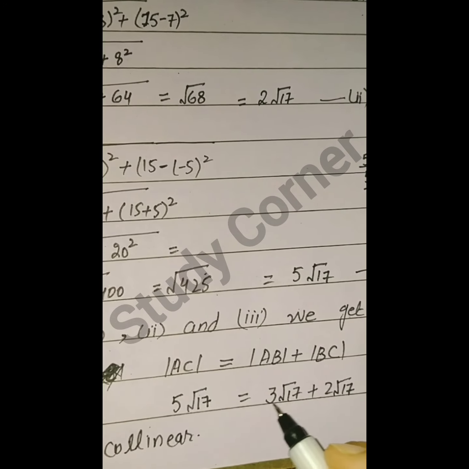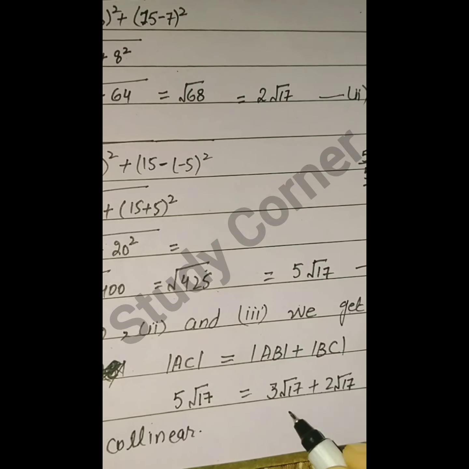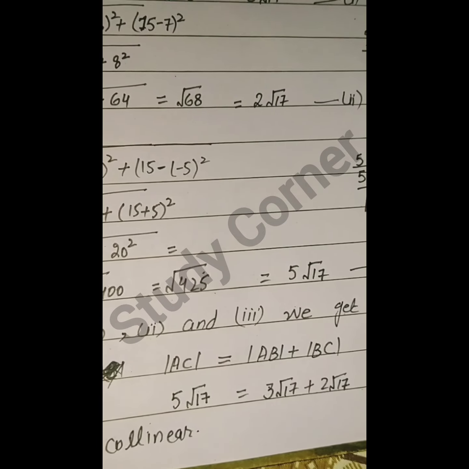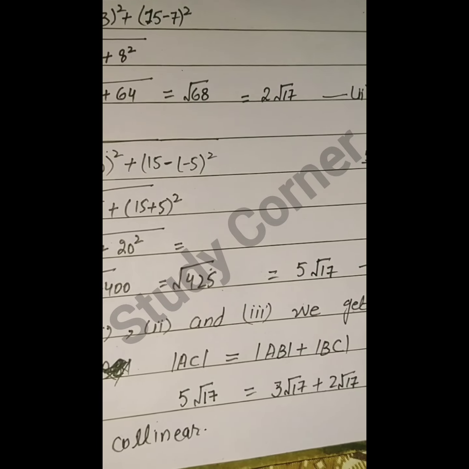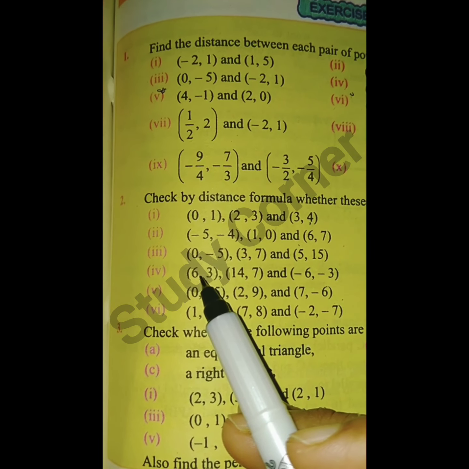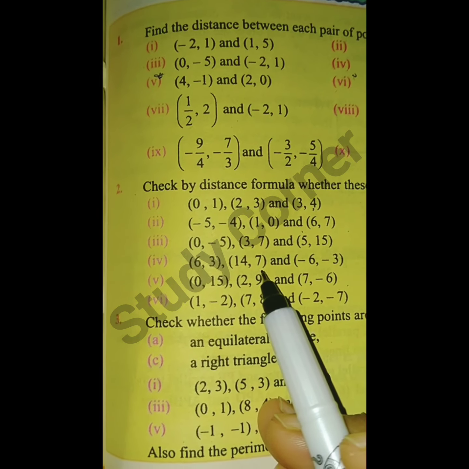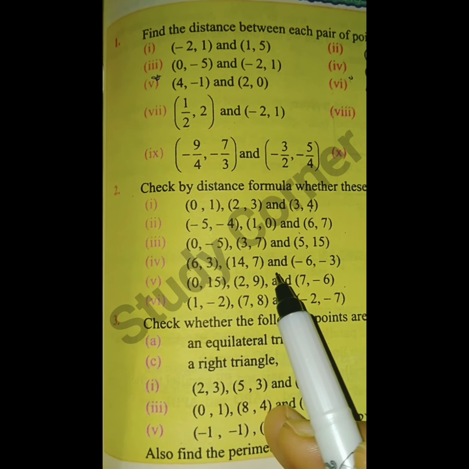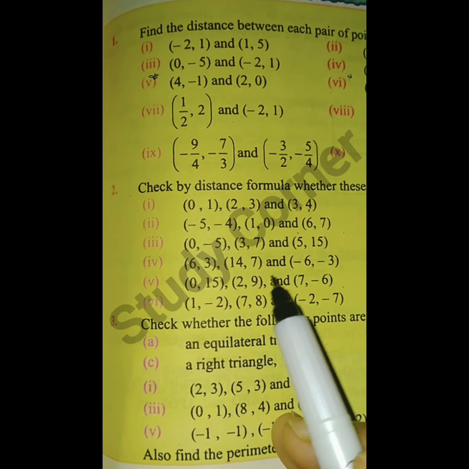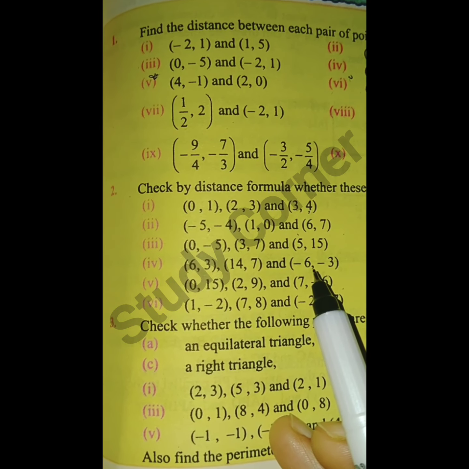Because 5 square root of 17, add these two, 3 and 2, you get 5 square root of 17. Both sides are equal, so 3 points are collinear. Number 4 of question number 2, exercise 7.1 part 4: the points are (6, 3), (14, 7) and (-6, -3), and by the distance formula we have to show whether these 3 points are collinear or not.